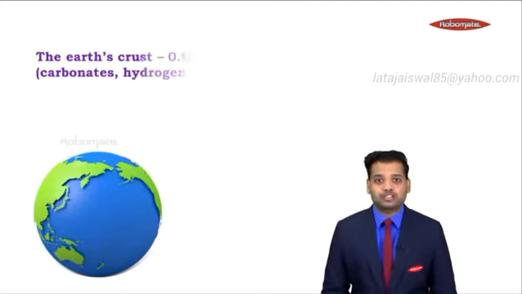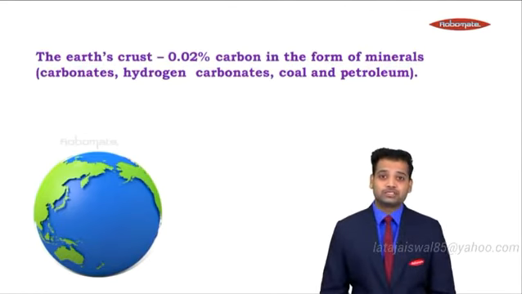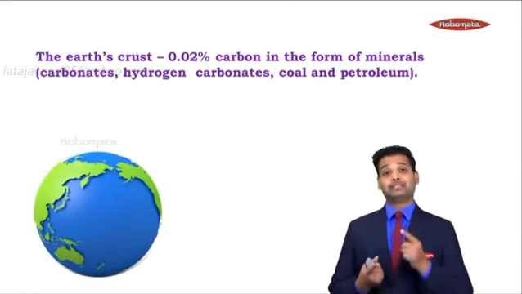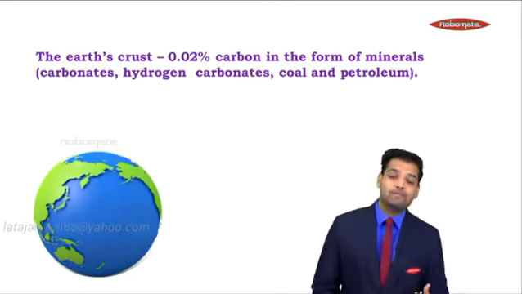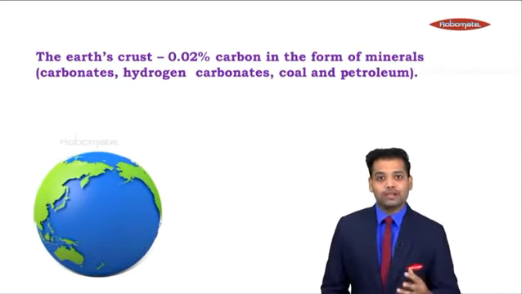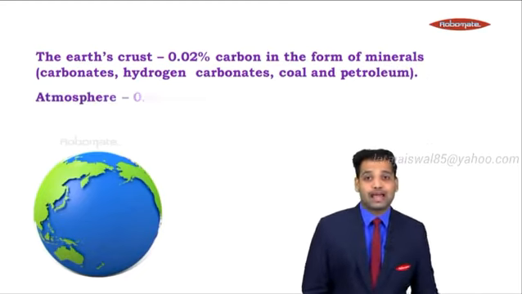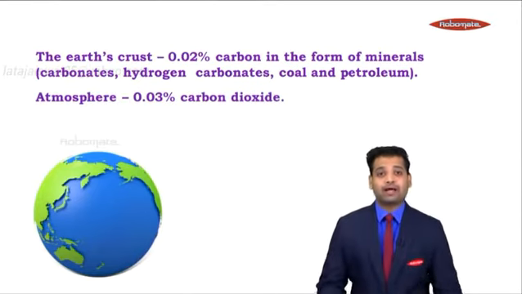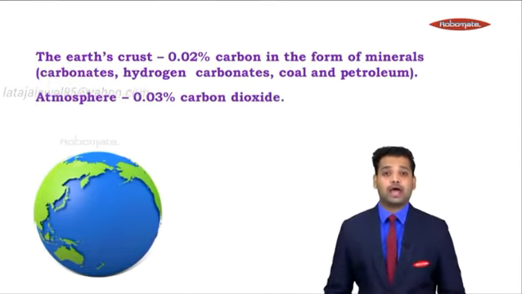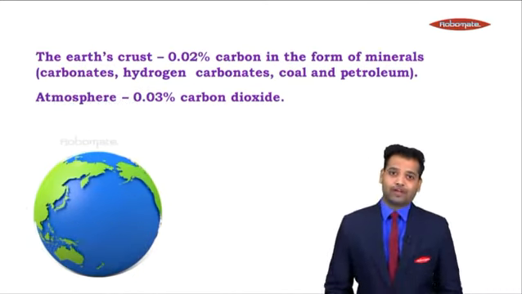If it is so hugely found, it should be there in the Earth's crust, right? Well, no, it has only 0.02% existence in the form of minerals. And by minerals, I mean metal carbonates, metal bicarbonates. It is also available in the form of coal and petroleum, meaning the amount of carbon in the Earth's crust is very low. And there is one more source of carbon, that is the atmosphere. You know that carbon dioxide is exhaled by humans and plants, and we release a lot of carbon dioxide by burning fuels, and it only constitutes about 0.03% of the atmosphere.